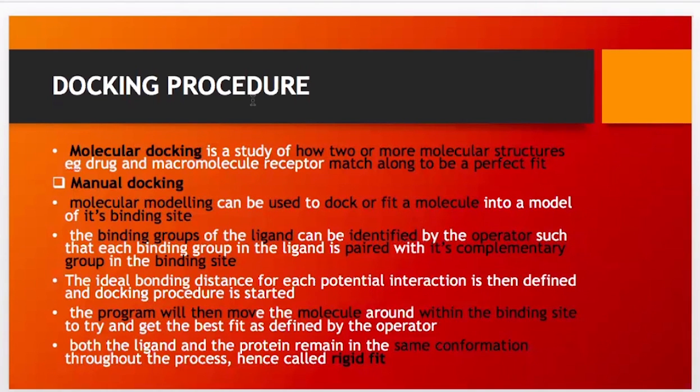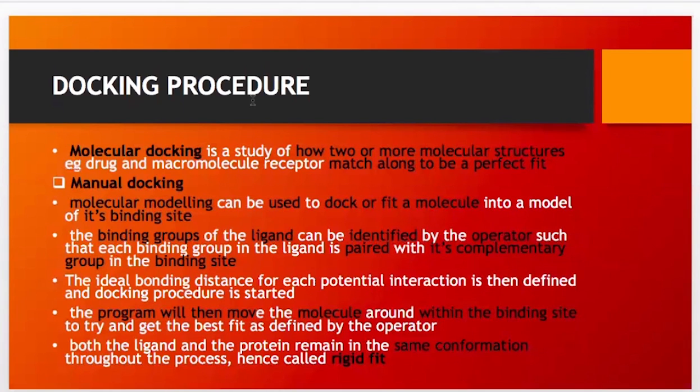So how is this done? In manual docking, we're trying to fit your ligand into your binding site. How can this be done manually? You, as the one operating the computer, have to identify the possible binding groups of your ligand. Then you look at the structure of your binding site and compare, to see which ones are able to form, let's say, ionic bonds, hydrogen bonds, and which ones are able to form aromatic bonds.